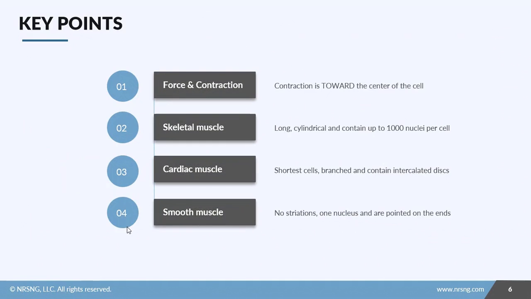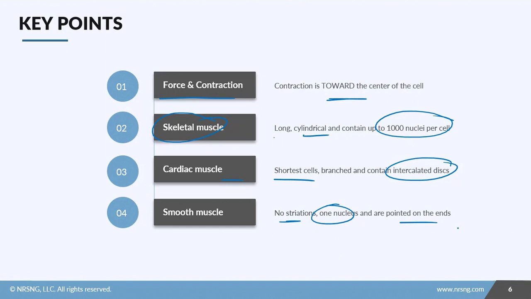So let's recap. An important feature of a muscle cell is that it has force and contraction toward the center of the cell. And so that decreases the length of the cell, but it increases the diameter of the cell. Skeletal muscle is long, cylindrical, and it can contain up to those 1,000 nuclei per cell. Cardiac muscle is really important because they're the shortest cells, and they have those intercalated discs that allow the heart to beat in sync. Smooth muscle has no striations. It only has one nucleus, and they are pointed on the ends.